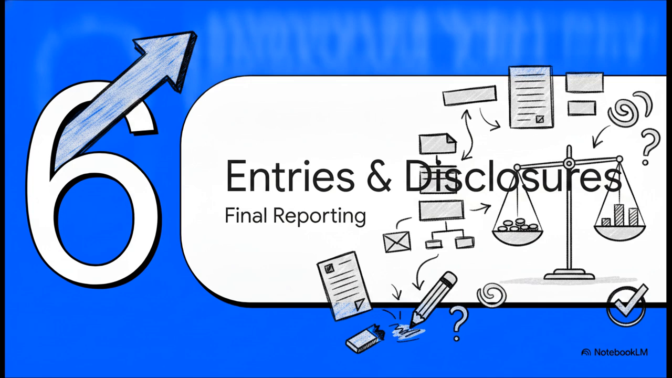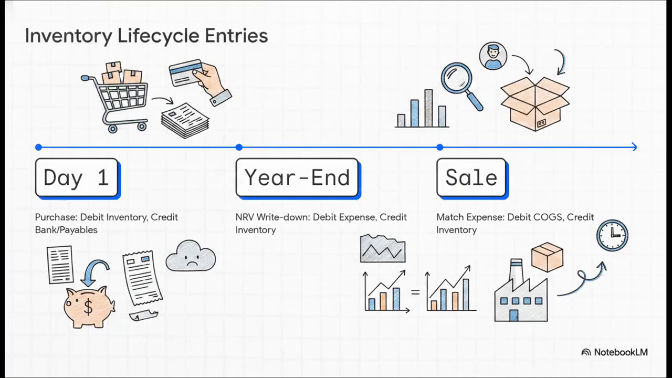Section 6. Accounting Entries, Disclosures, and Exam Traps. It is finally time for reporting. Following the physical life cycle of the inventory into the journal entries makes all this theory very concrete. On day 1, when you purchase or produce, you capitalize the cost, debit inventory, and credit your bank or payables.